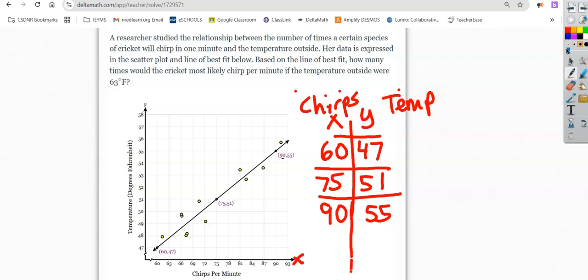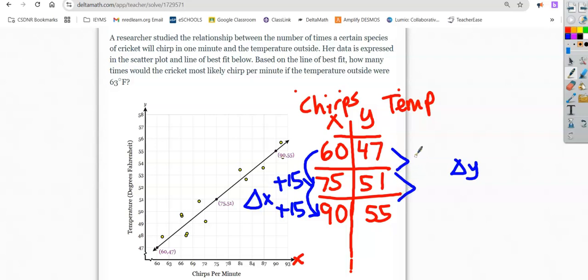So if we look at the pattern of what's happening here, we can say this is increasing by 15. That's known as the delta x. And the delta y looks like it is also increasing, but this one seems to be increasing by 4. So if I would like to know how many chirps I will get when the temperature is 63, then I need to continue the pattern.